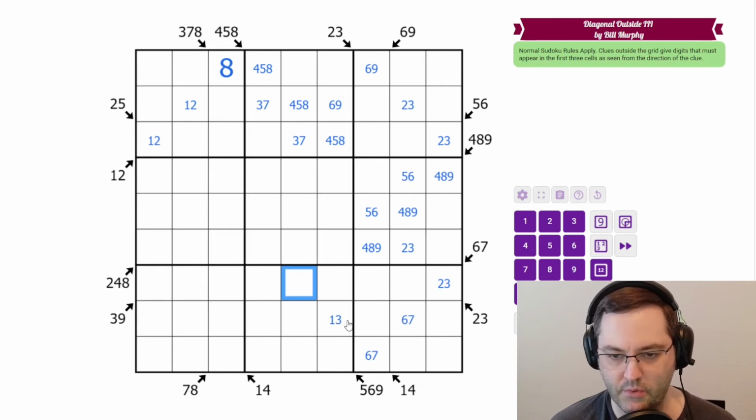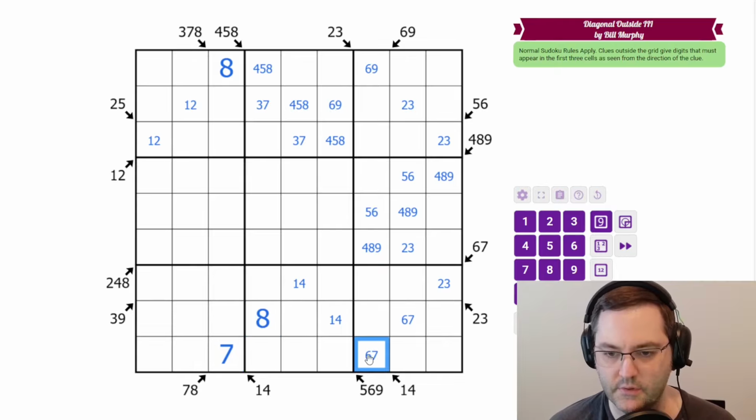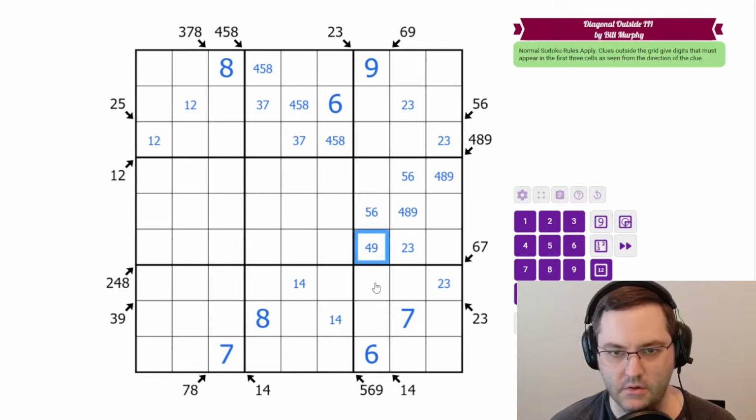And now the 1, 4. And now the 7, 8. And the 7, 8 we can actually get a digit from. We get the 6 there. That's going to give us the 9 up here. That's it for now.